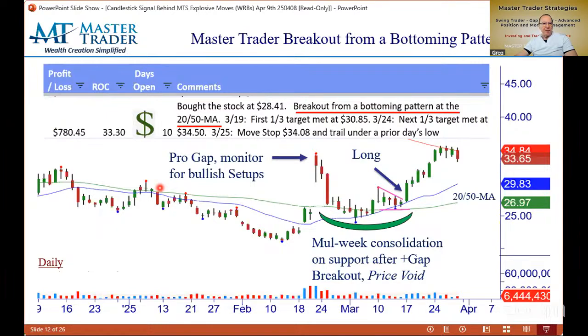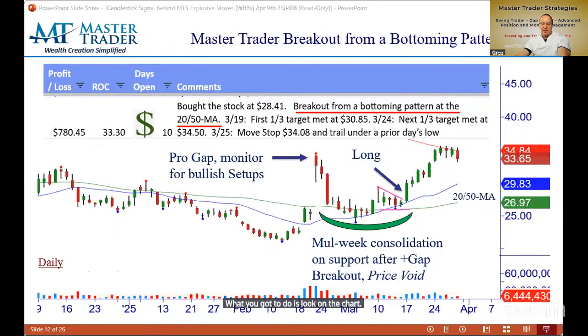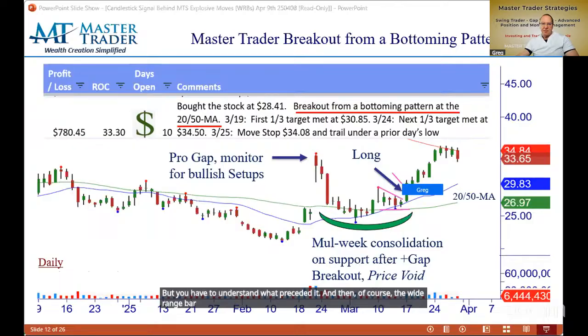People call these things wedges or pendants or ascending triangles or descending triangles and all of this terminology. It's just about recognizing things are getting tighter. Whether you use Bollinger Bands or some kind of thing that you visually see some contraction, or however they measure it and sell you the ultimate indicator, all you have to do is look on the chart and say, hey, that thing's contracting, but you have to understand what preceded it. And then, of course, the wide range bar is the power bar that says, okay, everything's coming together.